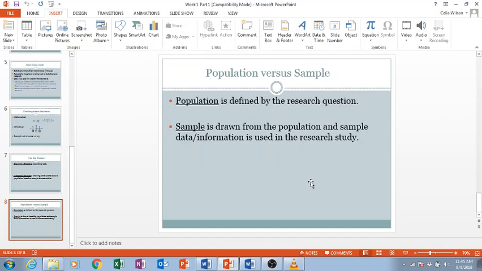So again, that population is just whatever group you care about. And that is totally defined by your research question and by you, the researcher.